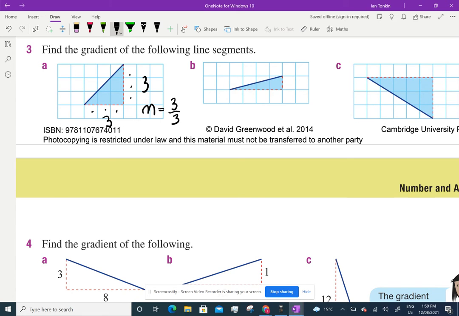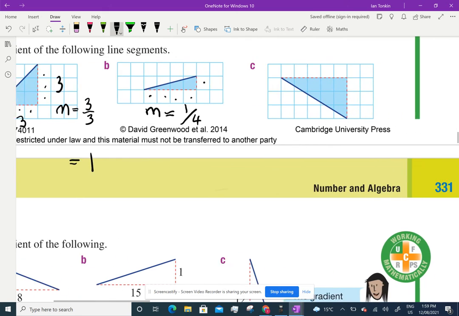Now you could leave it like that, but come on, we're a bit smarter than that. 3 over 3, that's a gradient of 1. And it's positive. It's going up. Let's have a look at this one. How many up does it go? 1. How many across does it go? 4. It has a gradient of 1 over 4, and it's positive.